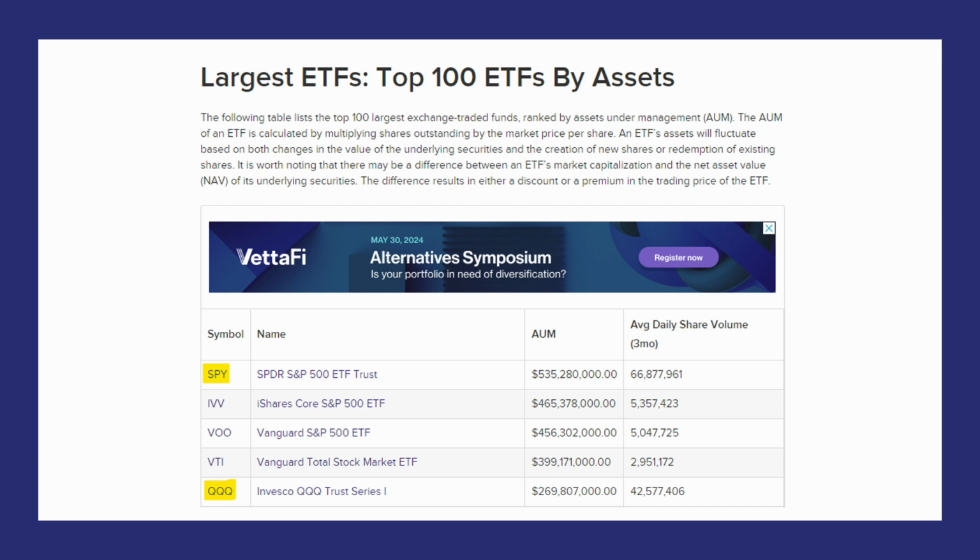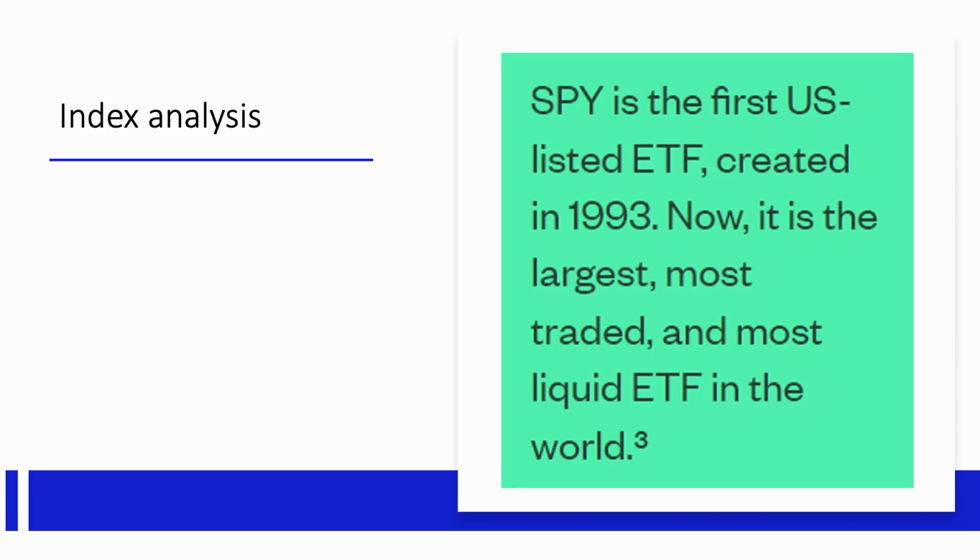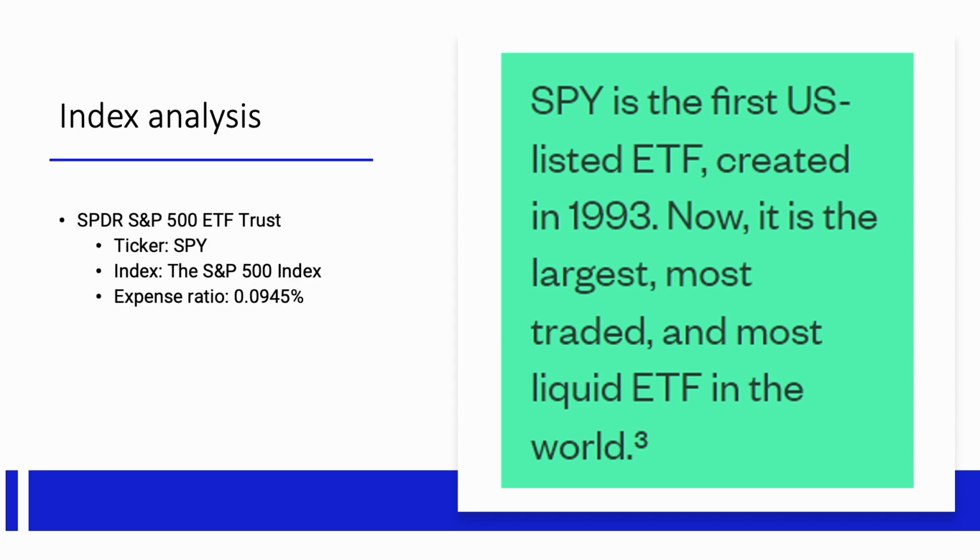To understand any ETF, we need to look at the underlying indices. So SPY is actually the first U.S. listed ETF, created in 1993, and now it's the largest and most liquid ETF in the world. It's based on the S&P 500 index. We're going to talk about what that is. It's not necessarily the largest 500 companies in the United States.